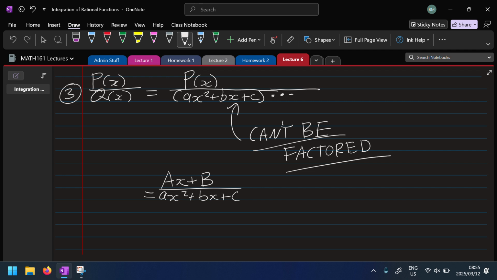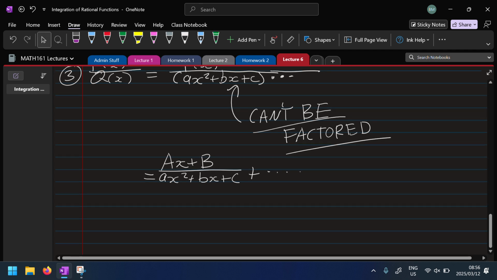Okay, so for the linear factors, we had constant numerators. For quadratic denominators, we have linear numerators. And the pattern continues like that, but we won't look at anything beyond this. Okay, this is enough, plus dot dot dots. The other terms, we know how to deal with that. Okay, let's have a look at an example.